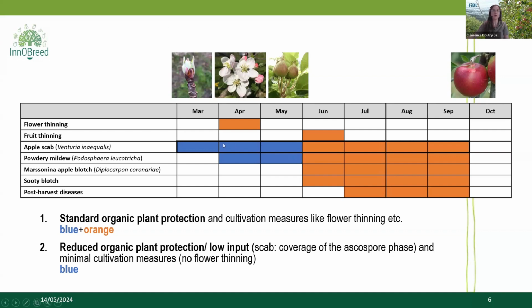And usually the other important diseases, including powdery mildew, Marssonina apple blotch, sooty blotch, and the post-harvest diseases, follow the same principle. We don't do anything from June on in the low input.